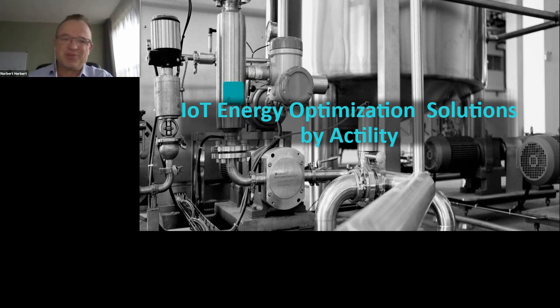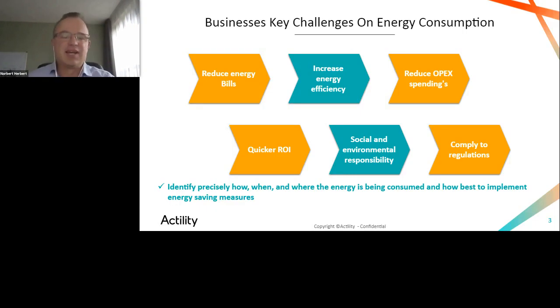And I am going to talk to you about energy optimization, the Actility energy optimization solution. So if a company decides to introduce an energy optimization solution, most probably what they want to achieve is to reduce energy bills, to increase energy efficiency, to reduce OPEX spendings, or achieve a quicker return on investment. They may also want to show some social and environmental responsibility and comply with regulations.